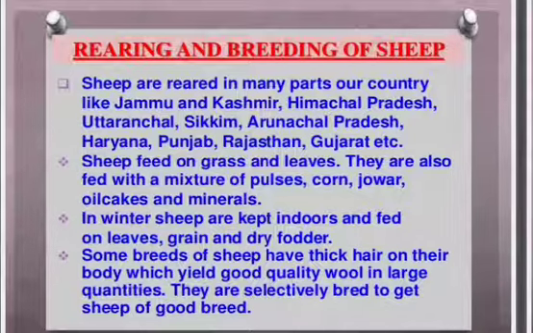Some breeds of sheep have thick hair on their body which yield good quality wool in large quantities. They are selectively bred to get sheep of good breed. As these wool giving animals are reared, they are provided a proper variety of nutrition, a good nutrition value, so that they can yield a good variety of wool.